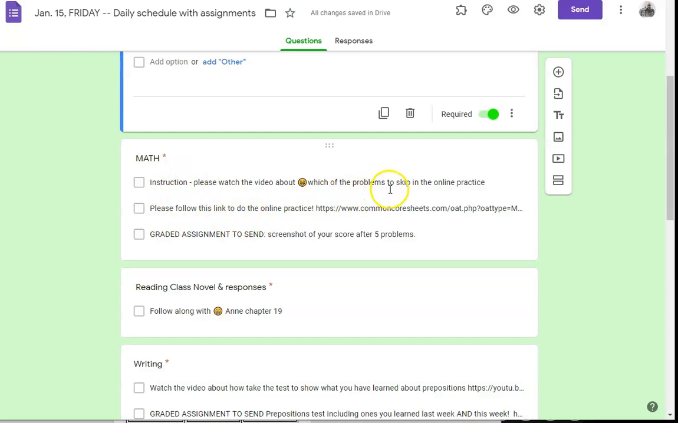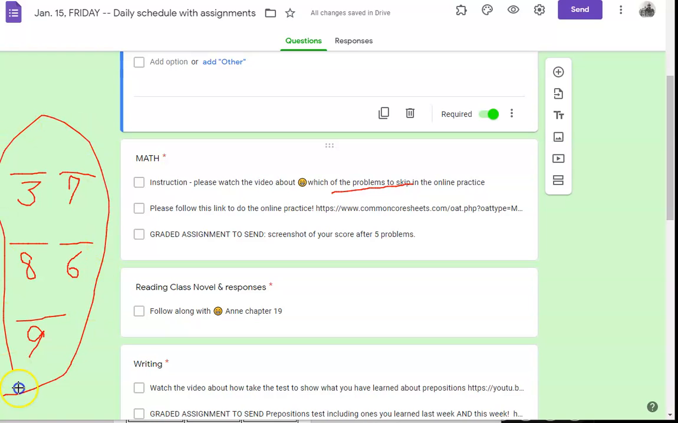But your assignments for today are just to go to this place. You need to skip the problems you need to skip. I'll show you again. It tells you what problems to skip. If there is a 3 in the denominator, if there is a 7 in the denominator, if there is an 8 in the denominator, if there is a 6 in the denominator, or if there is a 9 in the denominator, those are the problems that you may skip.